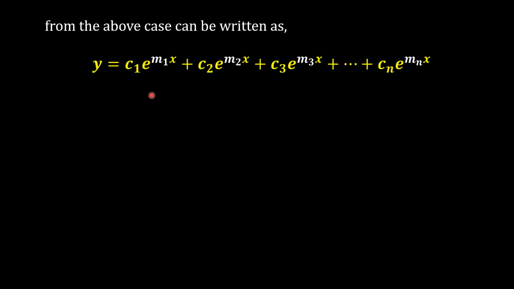Now using the previous case of order 2, we will write down the solution for the homogeneous differential equation of order n as y equal to c1 e raised to m1x plus c2 e raised to m2x plus c3 e raised to m3x plus and so on plus cn e raised to mnx. As there are n roots, we have written a term in the general solution corresponding to each of the n roots. So this is the general solution of the homogeneous differential equation.